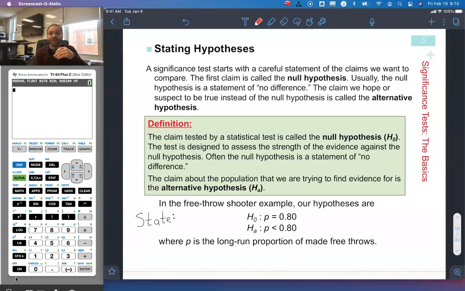So if you look, I wrote down the word state here. This is really what your state would be. You have your null. He said his proportion for free throws is 0.80. So he's claiming his population parameter p equals 0.80. I suspected he was less than 0.80. So the alternative is that his population proportion, his p, is less than 0.80. And if I use it, I better define it. p is the long run proportion of made free throws.